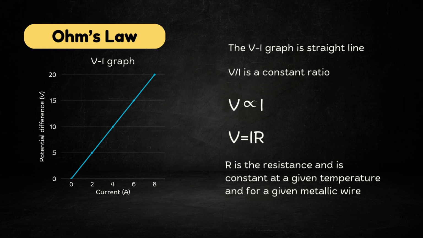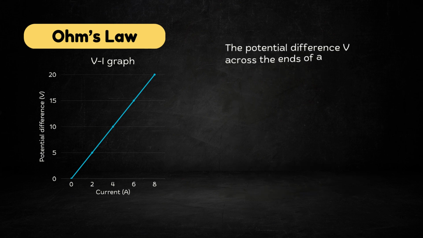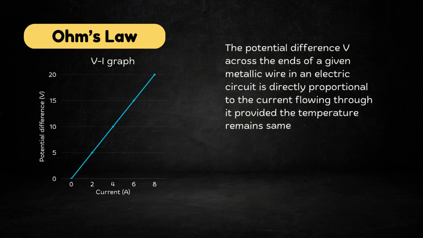This proposed Ohm's law, which states that the potential difference across the ends of a metallic wire in an electric circuit is directly proportional to the current flowing through it, provided the temperature remains the same. This gives rise to the famous Ohm's law formula, V is equal to IR.